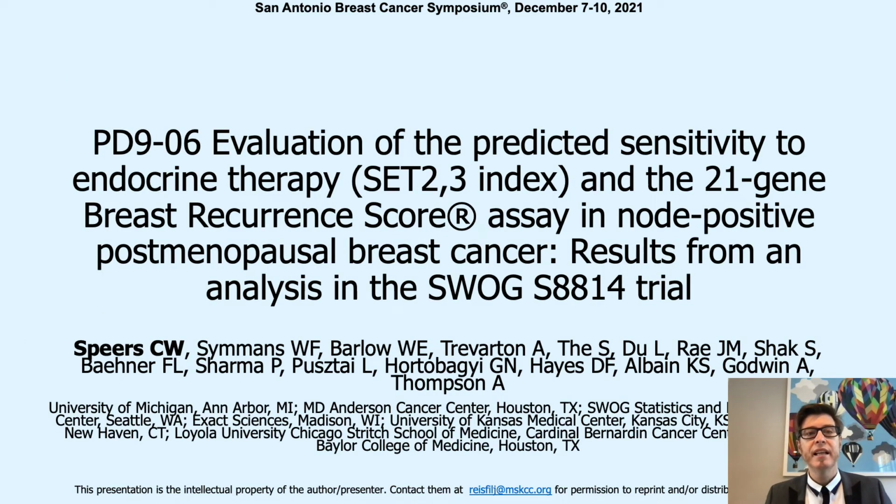Now, the fourth poster today is on the evaluation of the SET2/3 index and the 21-gene breast recurrence score in postmenopausal breast cancer patients included in the SWOG S8814 trial.